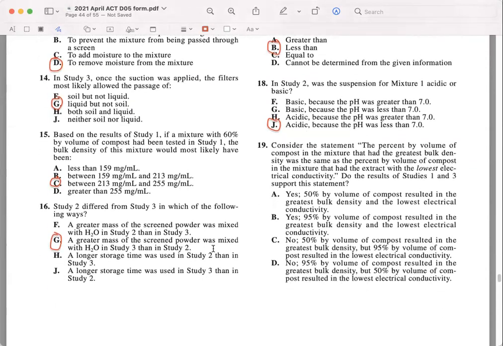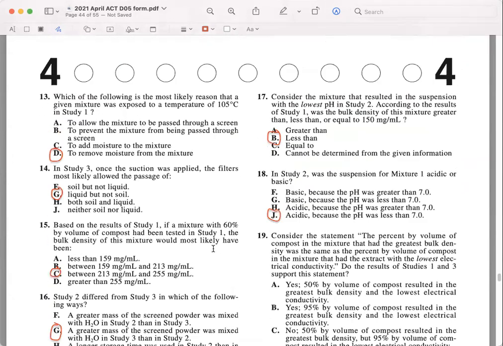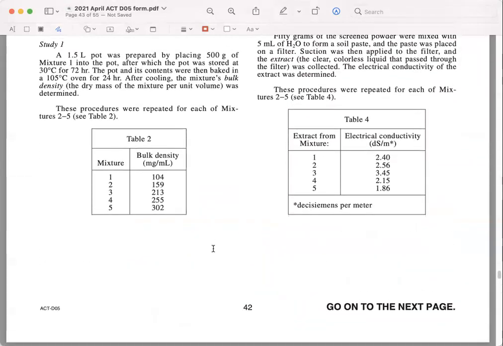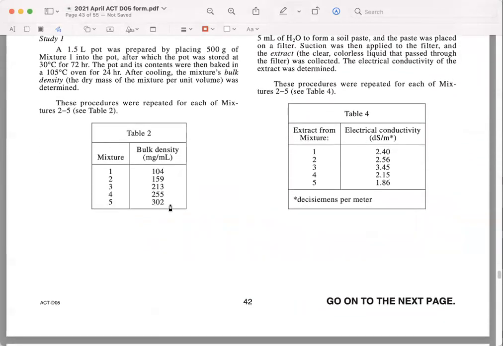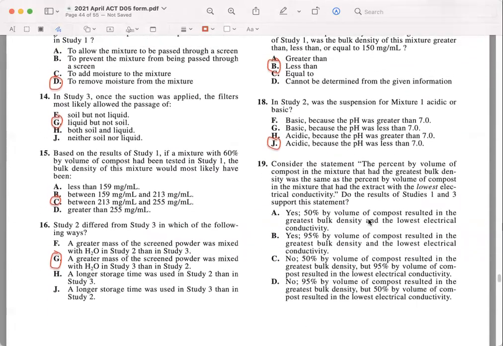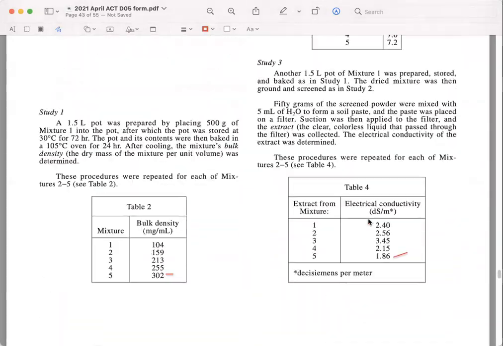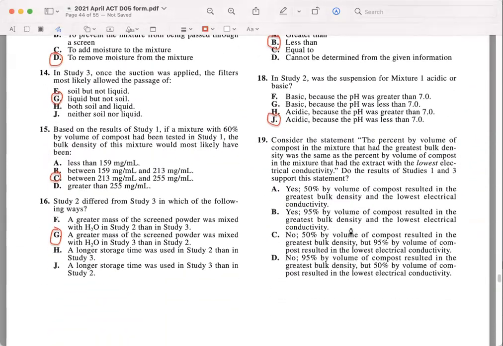Consider the statement: the percent by volume of compost in the mixture that had the greatest bulk density was the same as the percent by volume of compost in the mixture that had the extract with the lowest electrical conductivity. Do the results of studies 1 and 3 support this? Okay. So greatest bulk density is mixture 5, and lowest conductivity is mixture 5. So it's true, right? Mixture 5 was 95%. Yes, 95% by volume of compost resulted in the greatest bulk density and the lowest electrical conductivity. Option B.